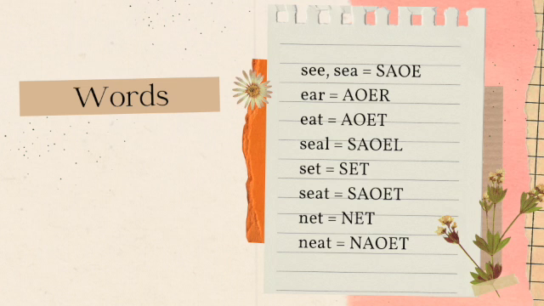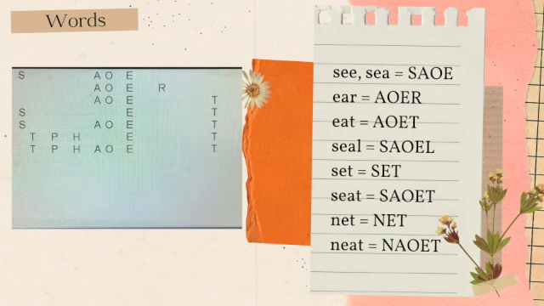Okay? Here we have the words C, that is SEE and SEA, or dagat, and we have ear, eat, seal, set, sit, net, neat. So notice there is a difference between the words set and sit, in how they are pronounced, and the words themselves have different meanings. So let's take a look at how these words are being written.